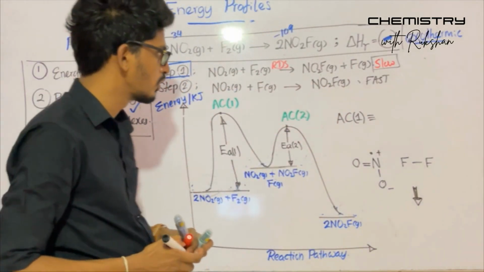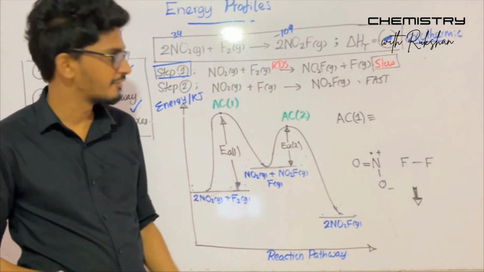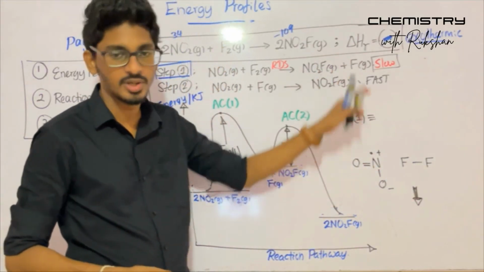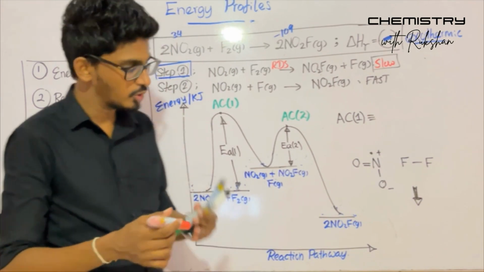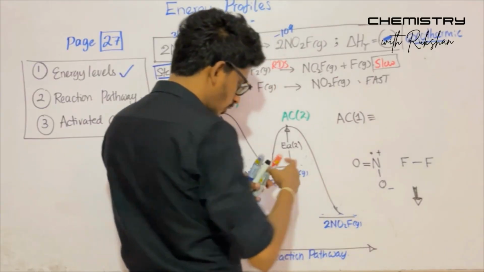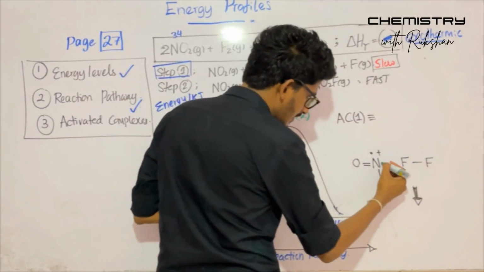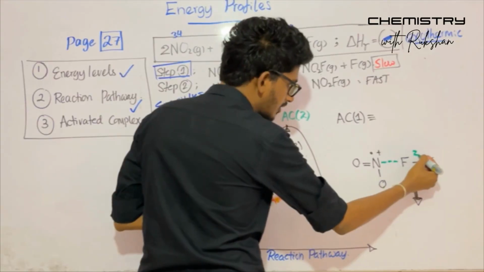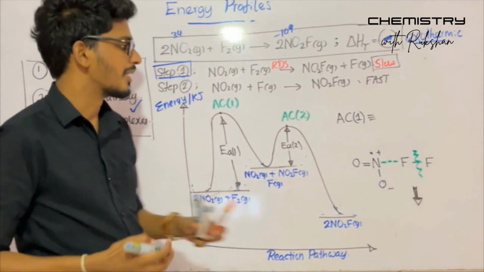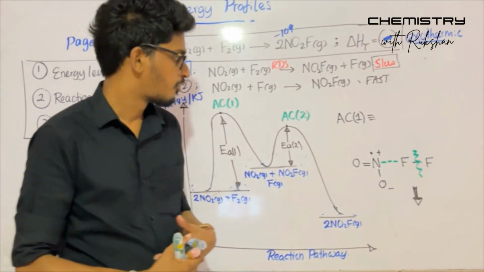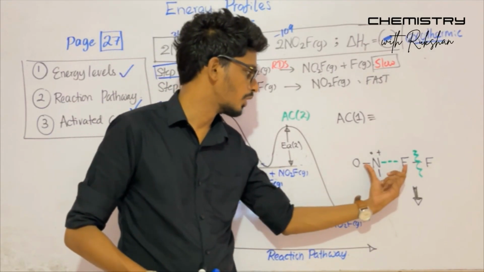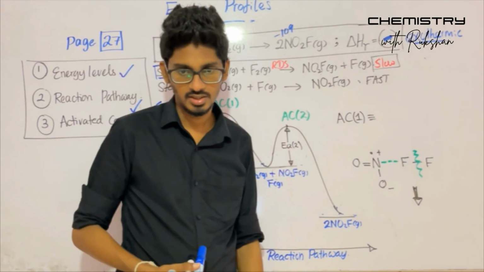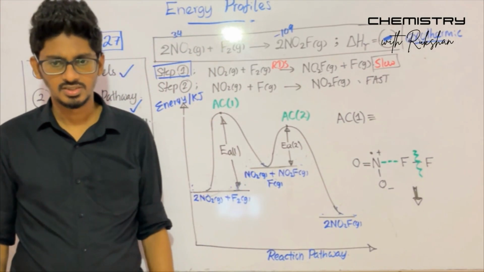So to come up with NO2F and F, what should happen to these two guys to come up with these two products? You have to make a new bond here to form the NO2F. You have to break this bond, and you have to form a new bond here to get the NO2F and F. See? So just draw that on a rough paper sheet.